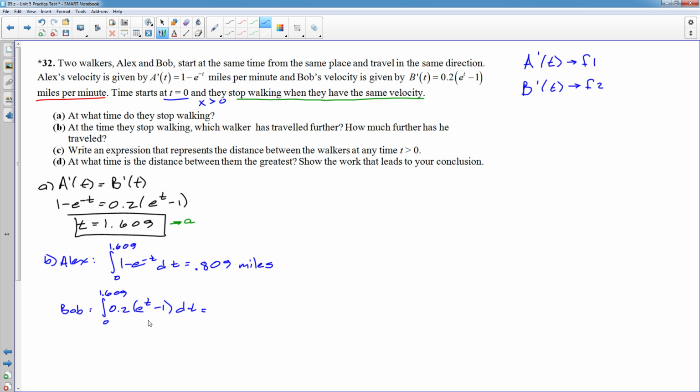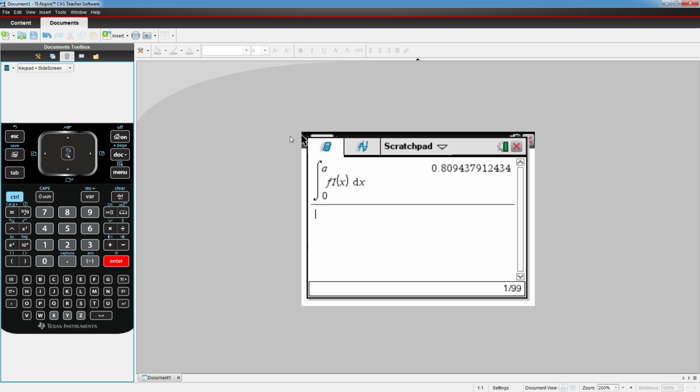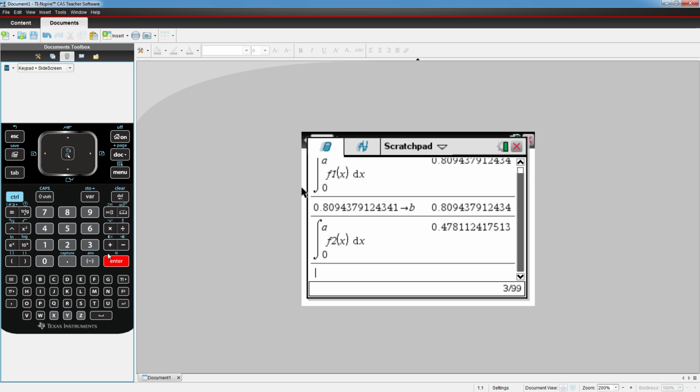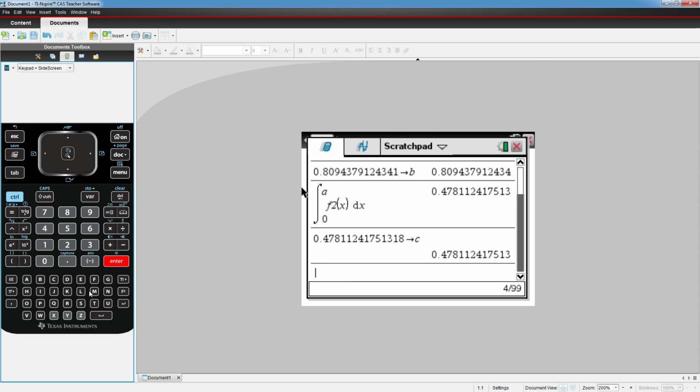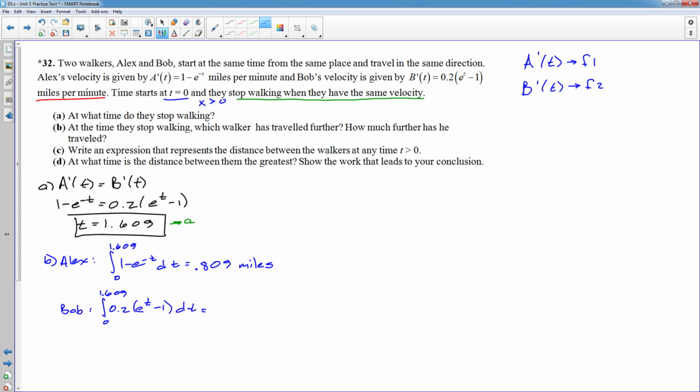Oh, by the way, I'm going to store that answer because I'm going to need to use that later. So I'm going to Control Store the previous answer for B. Now I need to find the distance that Bob traveled. Same antiderivative, except we're going to use F2. So I'm going to go up here, highlight, hit enter, and then just go back and change the 1 to a 2. Control Enter. And Bob traveled 0.478. Again, I'm going to store that, and I'll just walk through my alphabet, store that for C, so we get 0.478 miles for Bob.